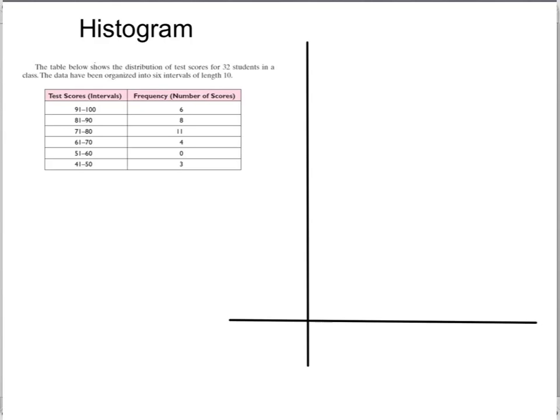So let's take a frequency table. This table shows the distribution of test scores for 32 students in a class. The data has been organized into 6 intervals of length 10. So again, remember length 10 from 91 to 100.